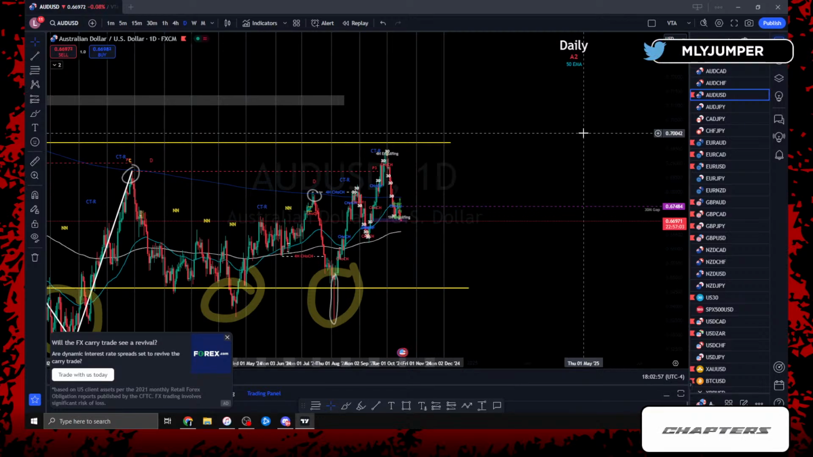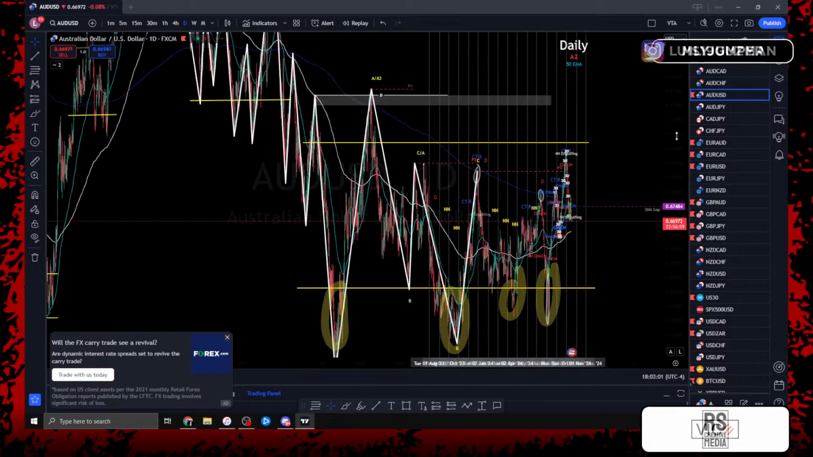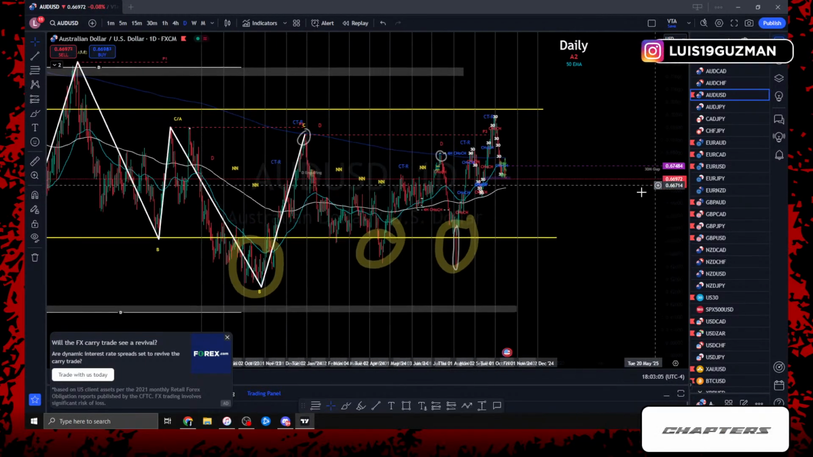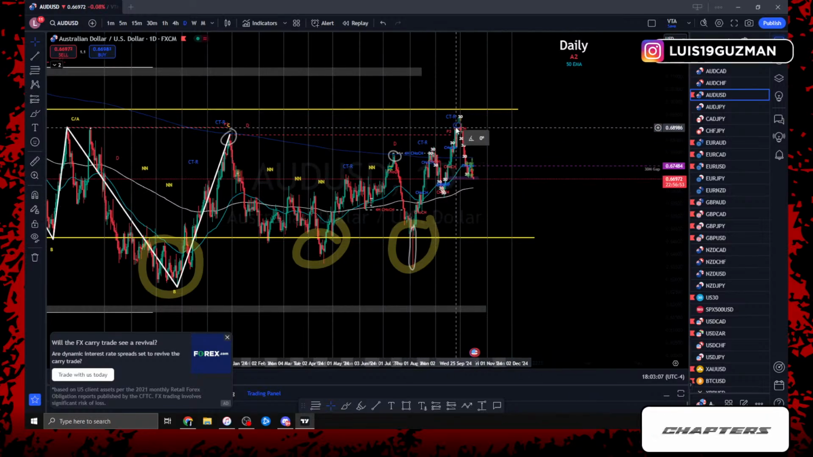Alright, guys, let's get started. So we'll start off with AU. We know in AU we are in A2. We're looking for that third push to the bottom, right? In the daily time frame, we could already see price still giving us higher highs and higher lows, right?